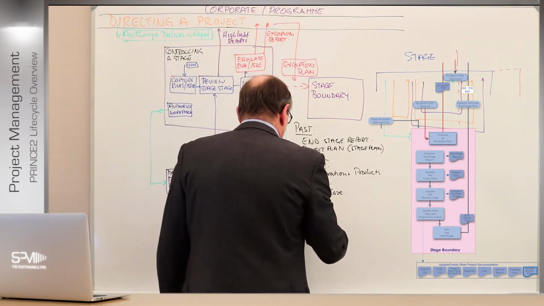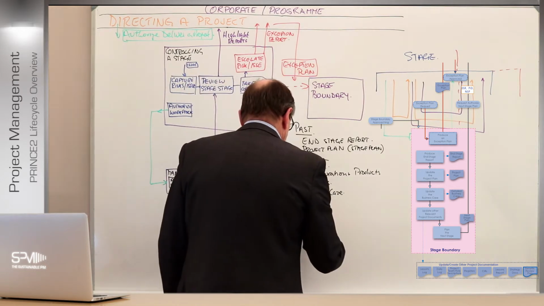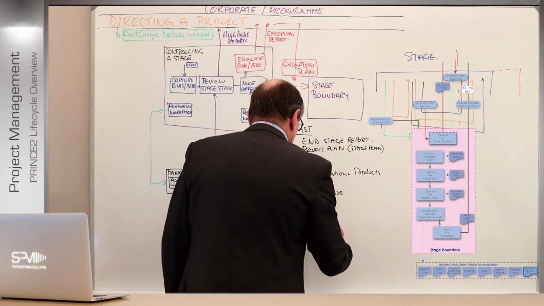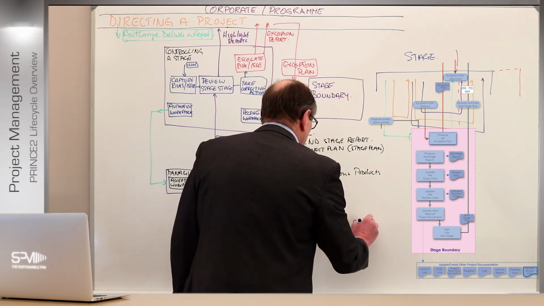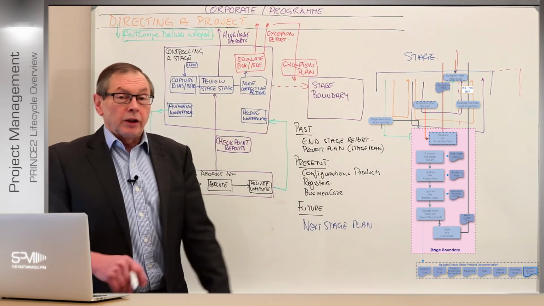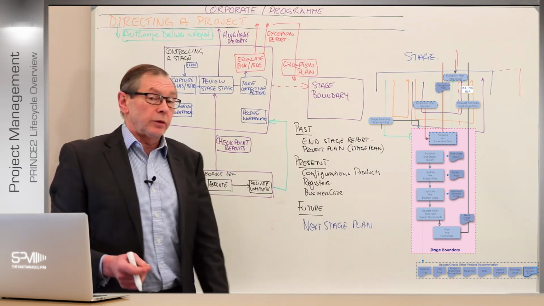And then we need to look to the future. Of course, the main thing about the future is the next stage plan. They will use that to say, what are we doing next? Do we still want that doing? Do we like the money we've got to spend on it? Is it still viable, desirable, and achievable based on this information?